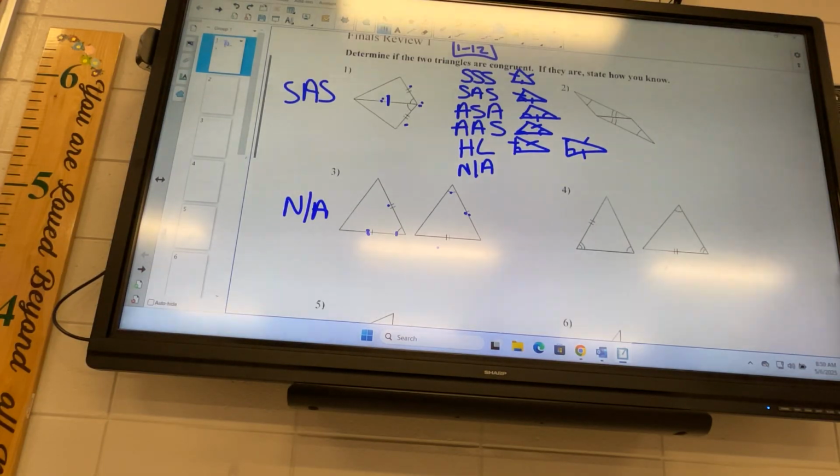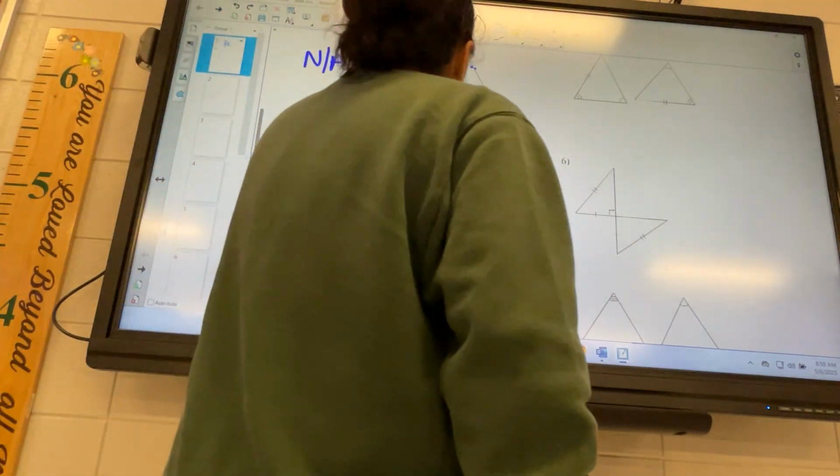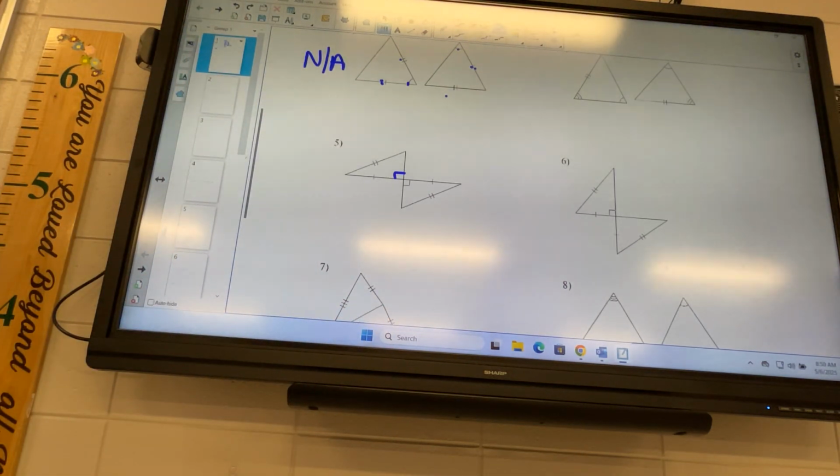Okay, what about 5? Are the angles touching? Yes. So we have to mark something. What do we have to mark? The angle in the middle. See how there's a square there? Then that means there's a square here. Now look at it. HL. The square tells me that maybe it's HL. Is that a guarantee? No. But that tells me I should look and see if it's HL.